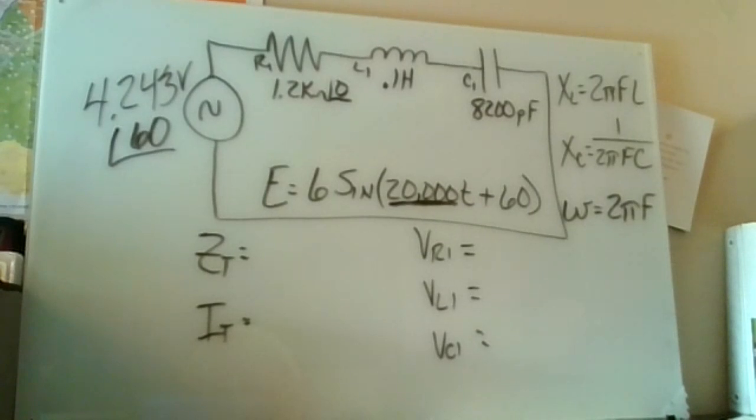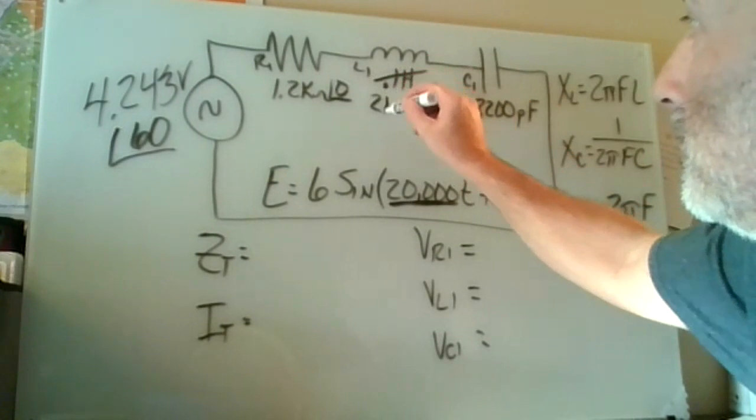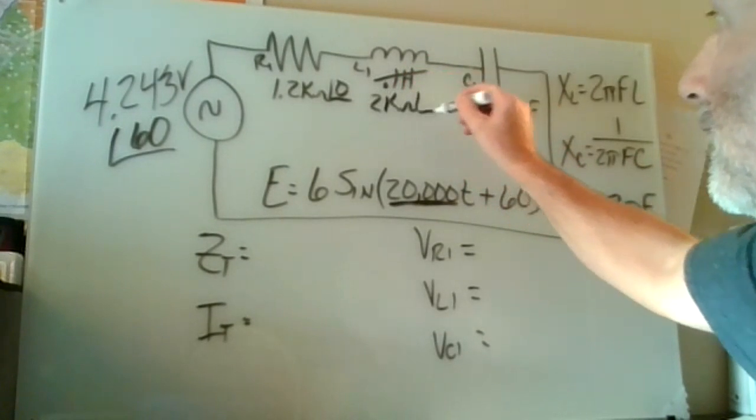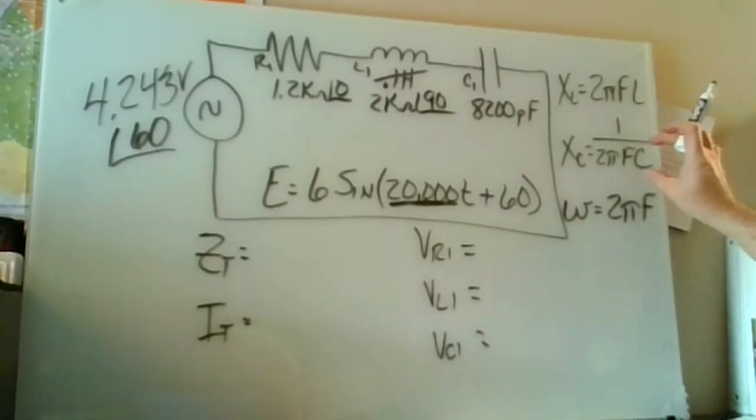I just did. Okay. Is there anybody that did not get 2 k ohm at an angle of 90 for your X of L? Go ahead. Okay. Then what I would do is I just line that out. This is 2 K ohms at an angle of 90. And then I do the same thing here.